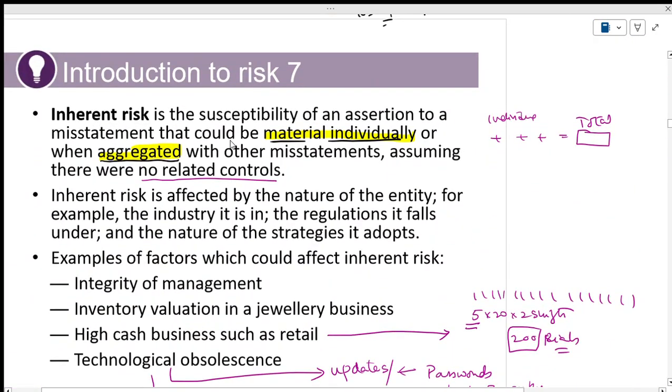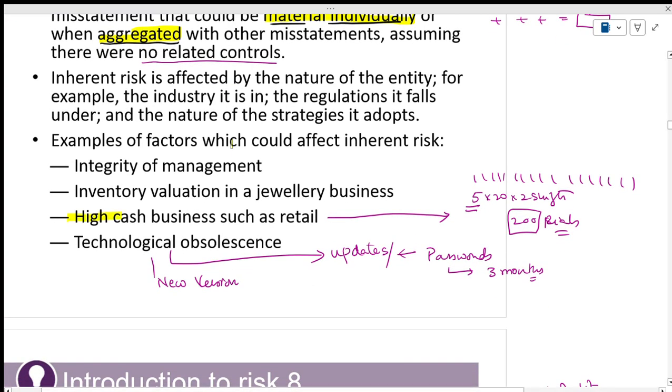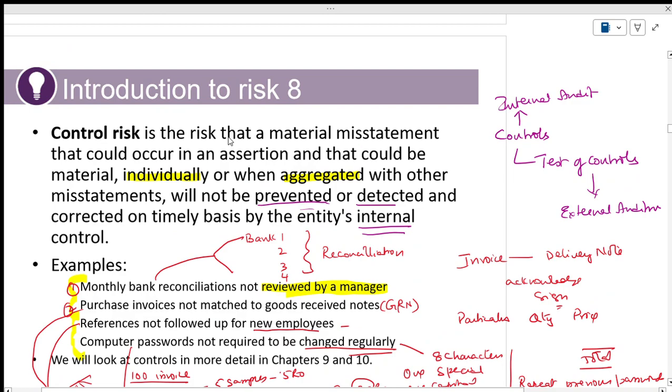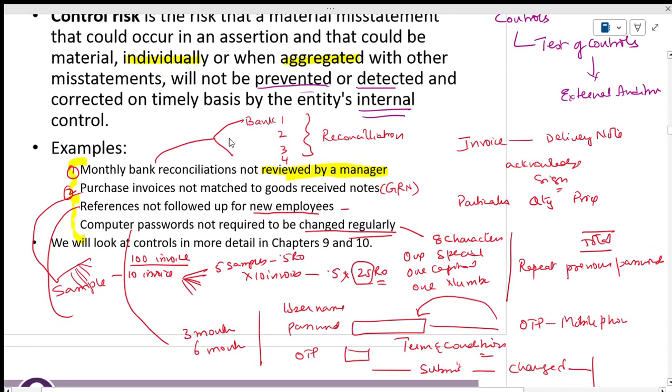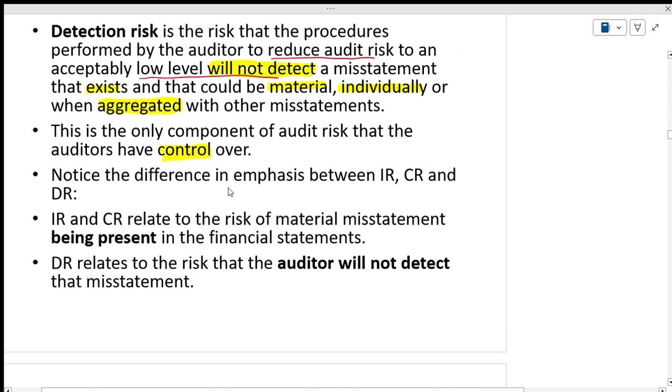When we say it is an inherent risk, there are no related controls. Is that right? Best example, high cash businesses in the retail industry. Control risk: you have the controls, but you cannot prevent errors and cannot detect them on a timely basis. Is that right? The third one is detection risk, which relates to the risk that the auditor will not detect that misstatement.